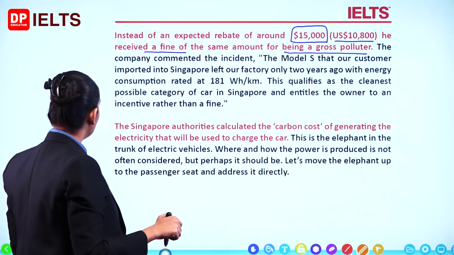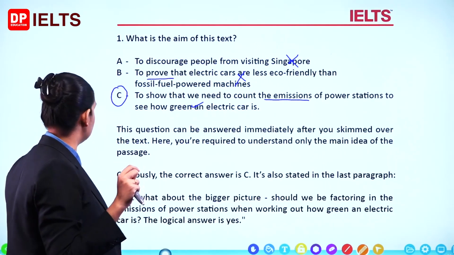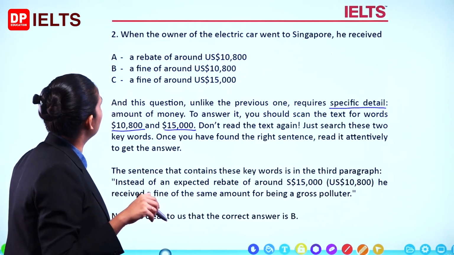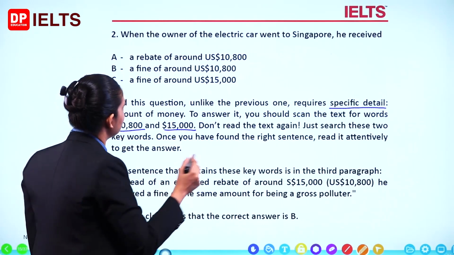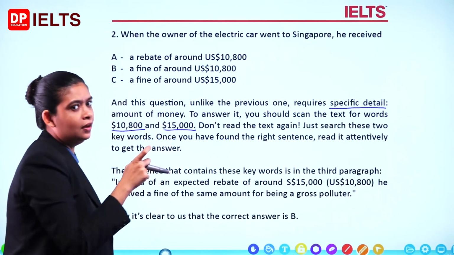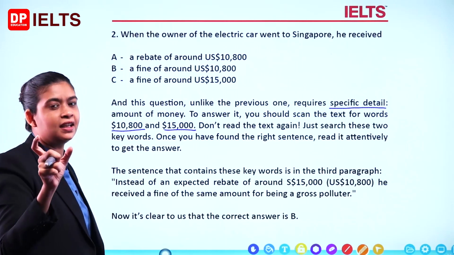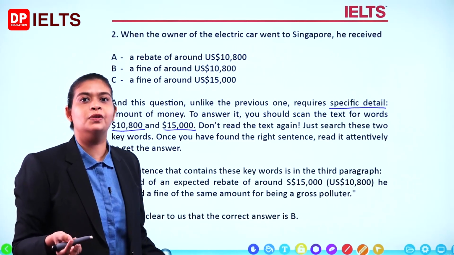Okay, so going back to our question, now we looked for specific pieces of information. The 10,800 was a fine. It wasn't a discount, it wasn't a rebate. Even though he expected a rebate, he thought, I got a discount of about $15,000.